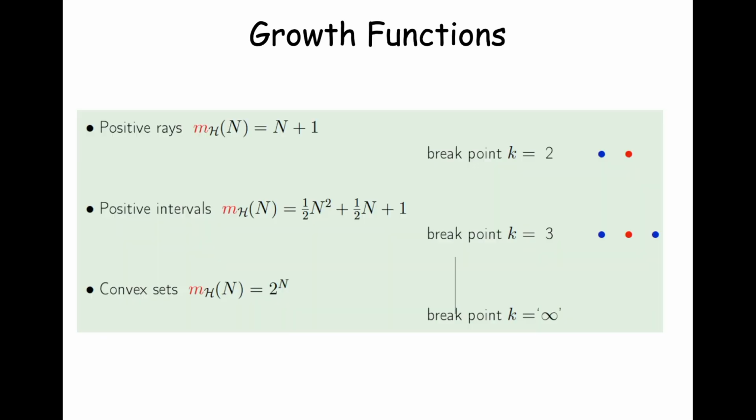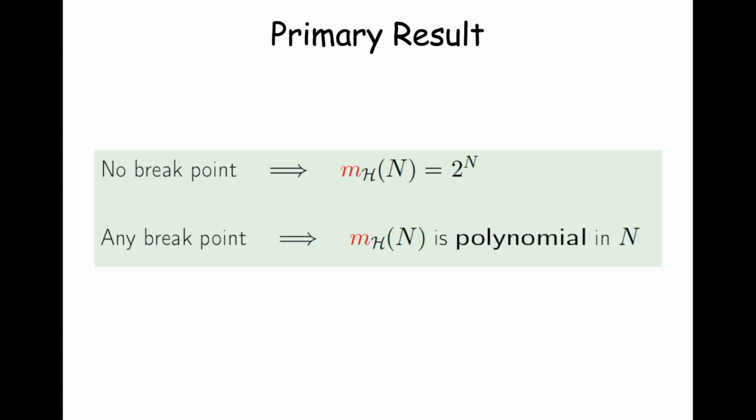Now, we talked about the growth function for three increasingly complex hypothesis sets: the positive rays, the positive intervals, and the convex sets. And we saw that for each, the breakpoint changed from k equals 2 to 3, and lastly, for the convex set, it had no breakpoint, so we said the breakpoint k is infinite. And so we said if no breakpoint exists, the growth function is precisely equal to 2 to the n. And if any breakpoint exists, we said the growth function is polynomial in the data set size.